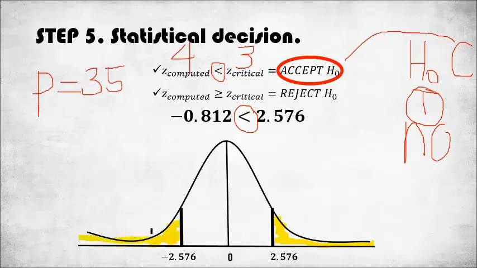Ibig sabihin po, kapag ang Z computed natin ay maglaland dito sa may shaded part, i-reject ang null hypothesis. And kapag nandito sa walang shade, i-accept ang null hypothesis. Okay, and then locate 0.812. Negative yan, therefore nasa left tail. Assume natin na nandito ang negative 0.812 between 0 at saka negative 2.